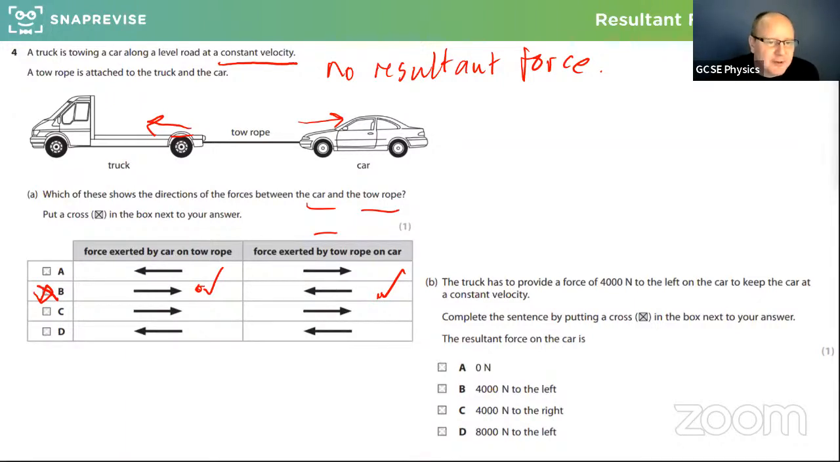The truck has to provide a force of 4,000 newtons to the left to keep the car at a constant velocity. Complete the sentence by putting a cross in the box next to your answer. So what will the resultant force on the car be?